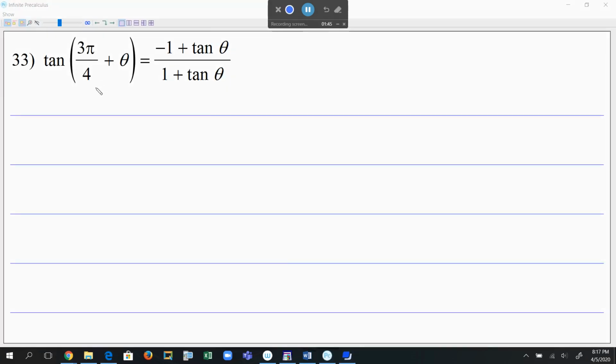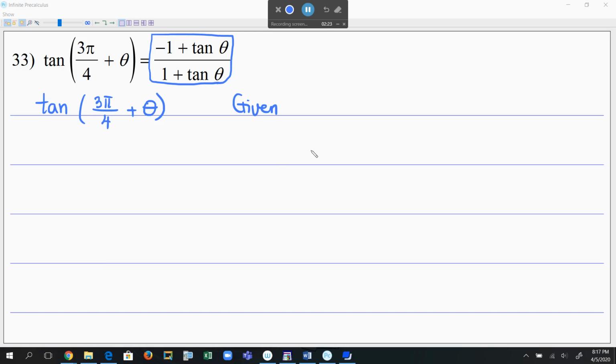So I'm going to start with our given. Our given will be tangent of 3 pi over 4 plus theta. So that will be our given. What we want to prove is that the left side will be equal to the right side. So this will be our goal. Okay, so the next step, we are going to use the sum formula for the tangent.